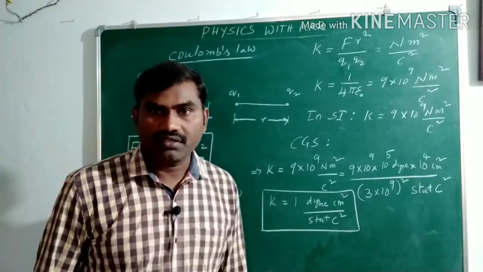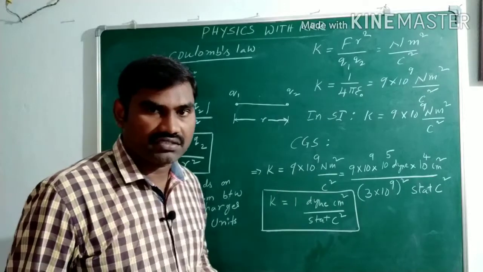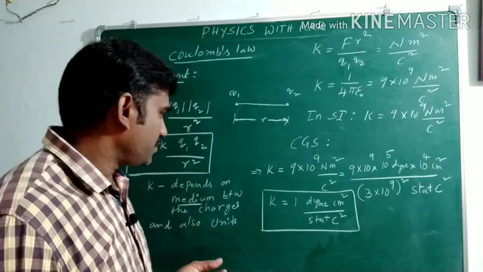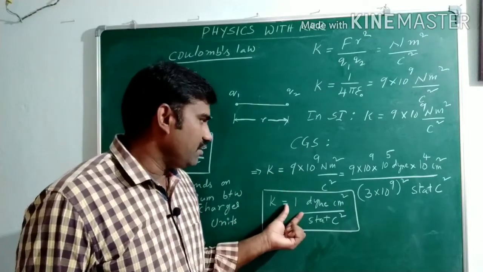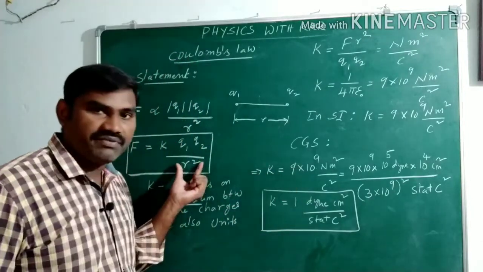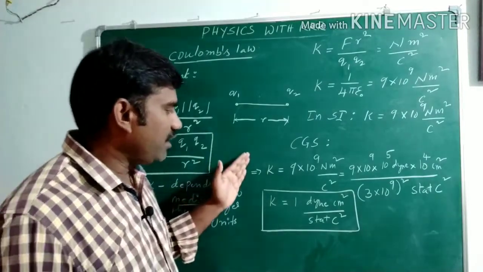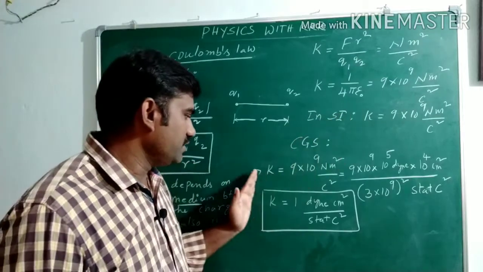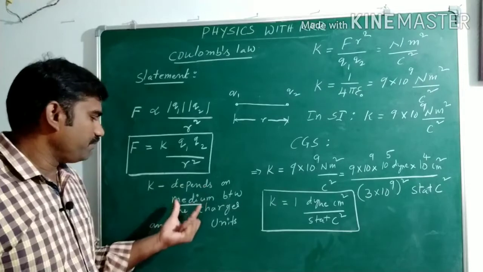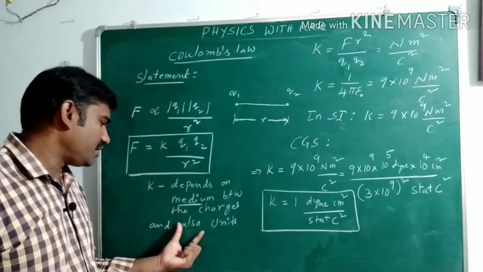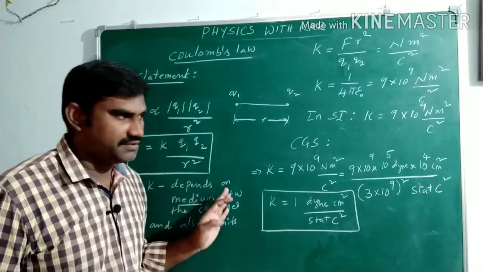So while giving numerical in the examination, sometimes they will ask in CGS system of units. So there we can directly take the value of K as 1 while the charges and distances between the charges are expressed in CGS system of units. So this is the value of K in SI unit and CGS unit. So that is the reason the K value depends on medium between the charges and also units in which the charges are expressed.